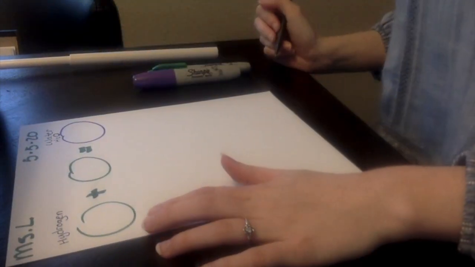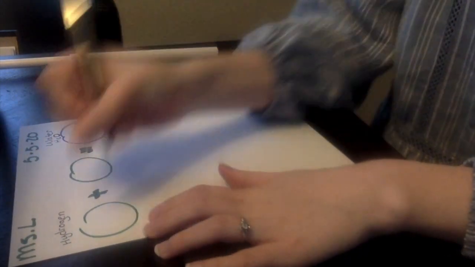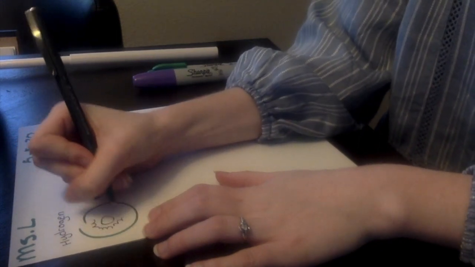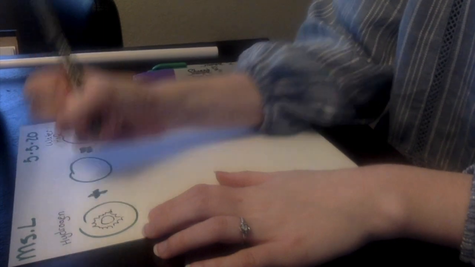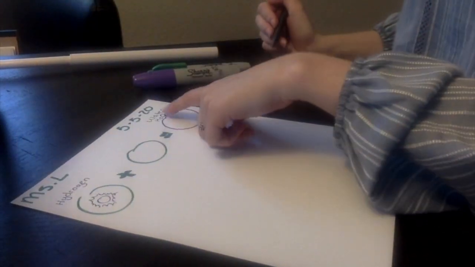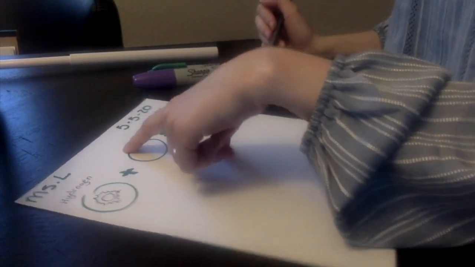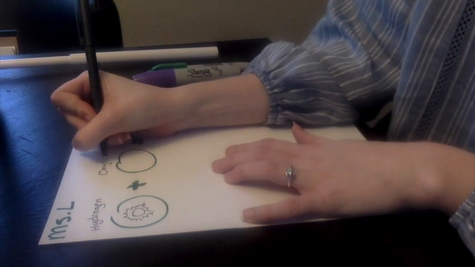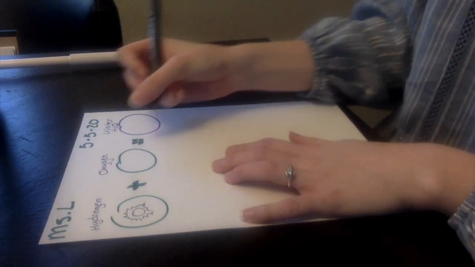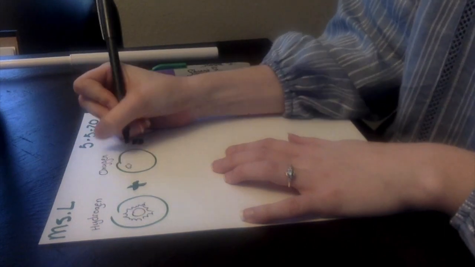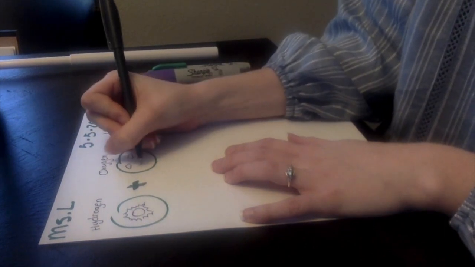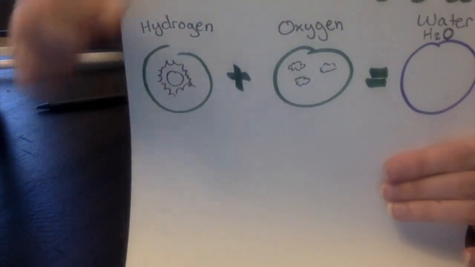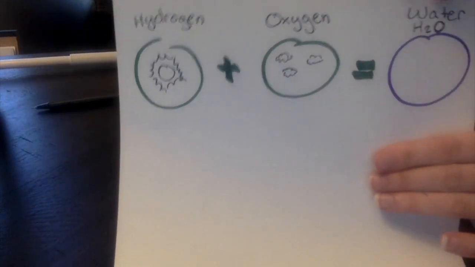And on the periodic table, I saw that hydrogen can be found in the sun. So I'll draw a picture of the sun here. And then the O in water is the element oxygen. And oxygen can be found in the air. So these 2 things are what makes up water.